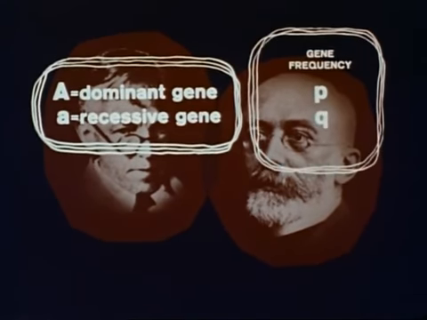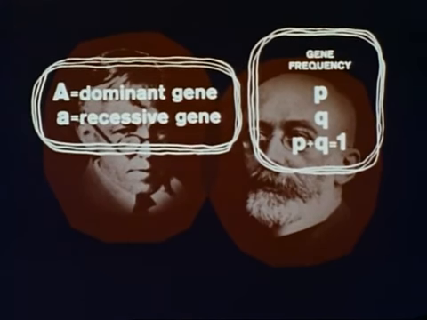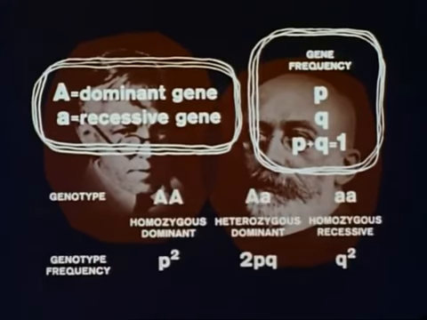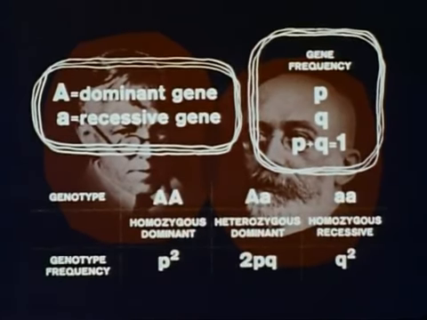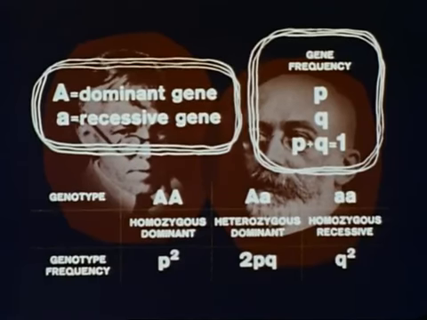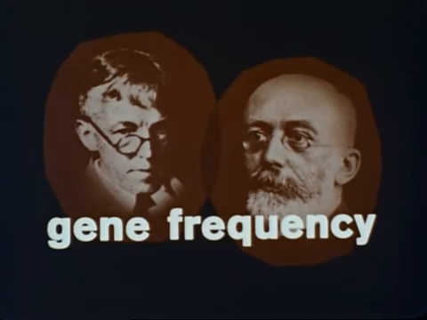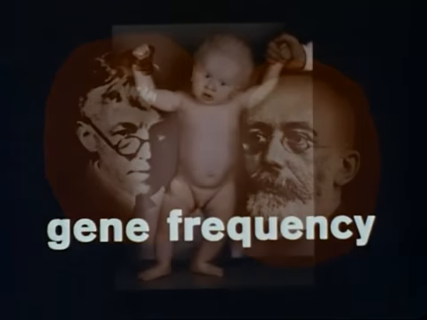The frequency of the alleles can be represented by P and Q, respectively, with P plus Q equals 1. The frequencies of the three genotypes possible with two alleles are P squared for big A big A, 2PQ for big A little a, and Q squared for little a little a. Hardy and Weinberg directed thinking along lines of gene frequency as the pertinent variable in population genetics.